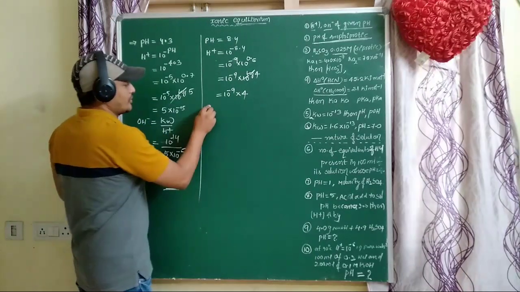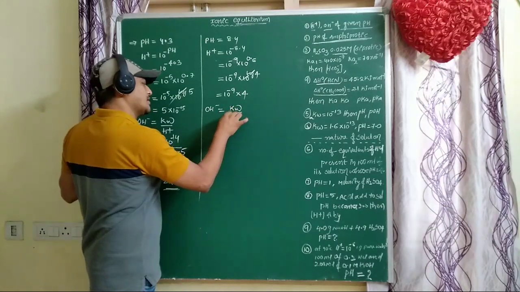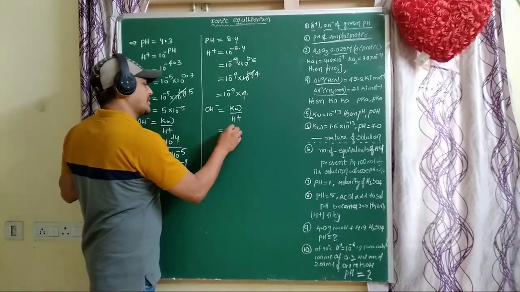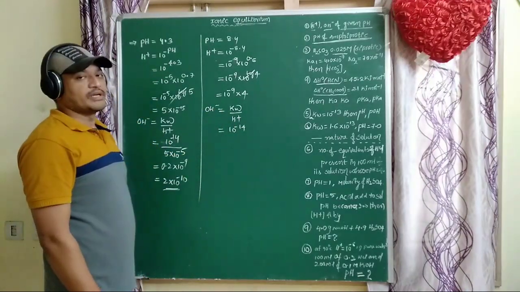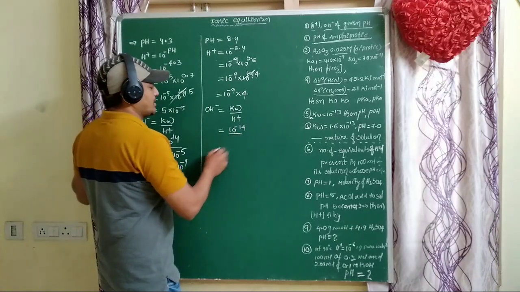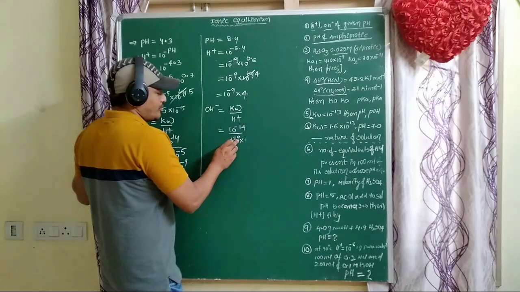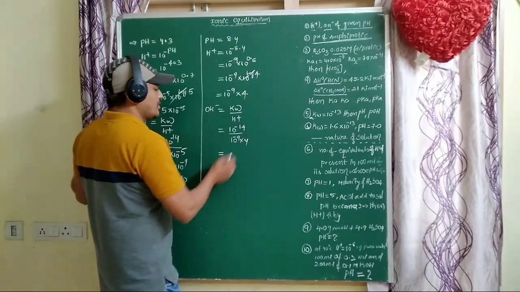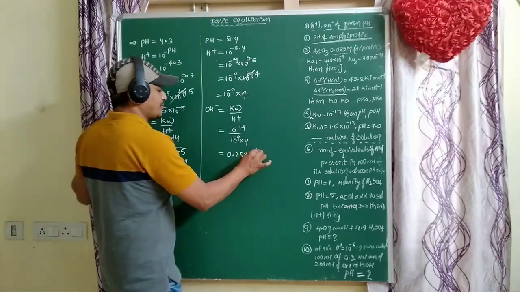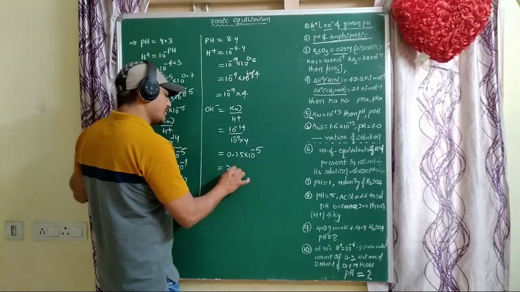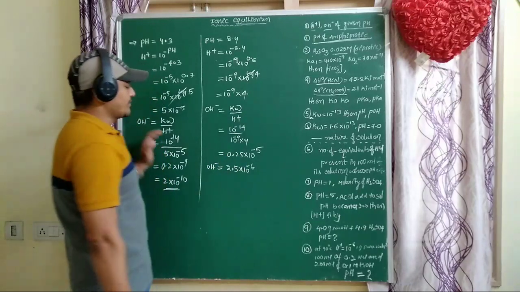Here OH minus equal to Kw by H plus concentration. So that equal to 10 power minus 14, at room temperature the Kw value, by H plus ion concentration 4 into 10 power minus 9. That equal to 1 by 4, value 0.25 into 10 power minus 5. So that equal to 2.5 into 10 power minus 6. This is the OH minus concentration for given pH.